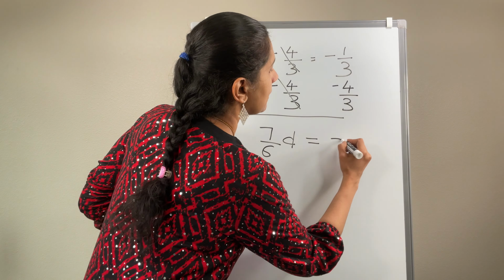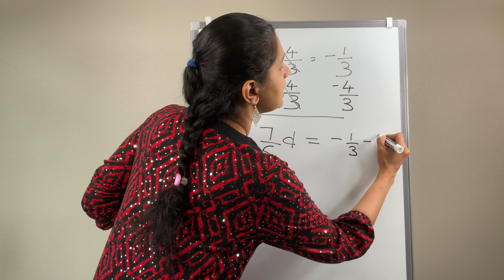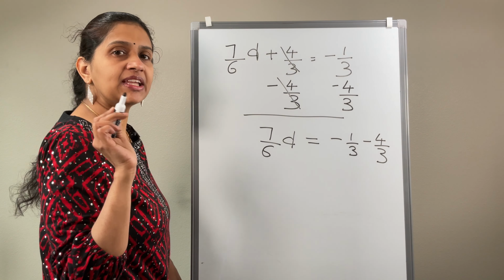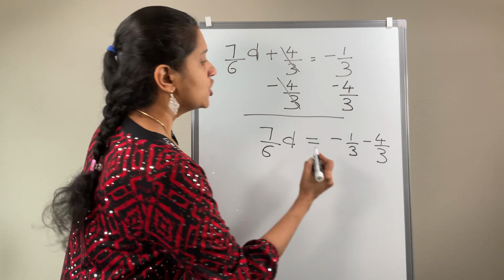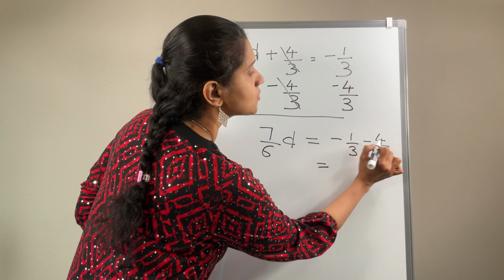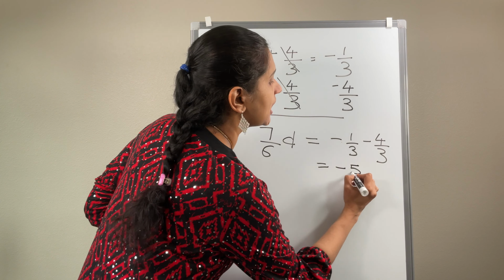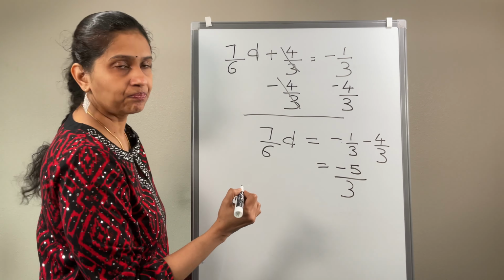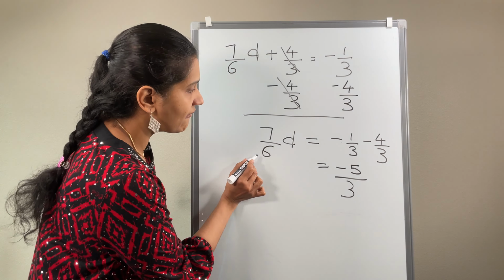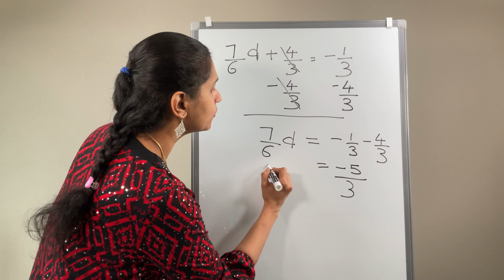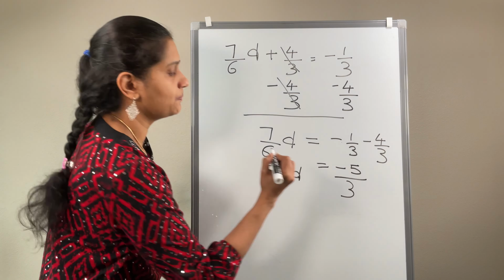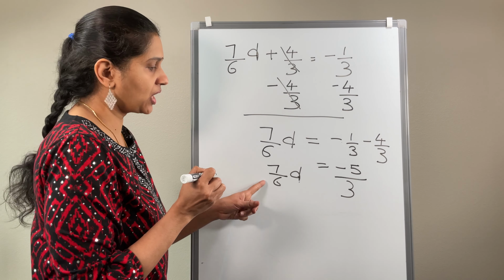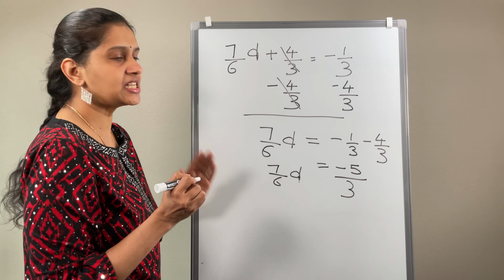Now, what is -1/3 - 4/3? You can see 1/3 and 4/3 have the common denominator 3. So, that will be equal to -1 - 4, which is -5, divided by the common denominator 3. So now the equation is 7/6 d = -5/3. Now, our next step is to isolate this variable d. So, you should avoid 7/6 which is next to this d.